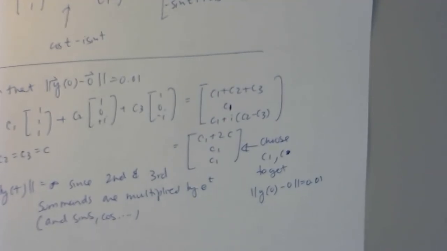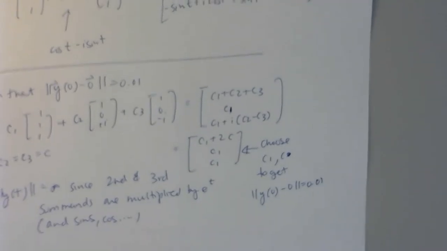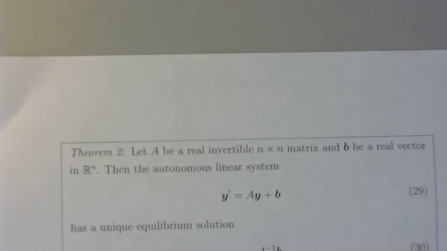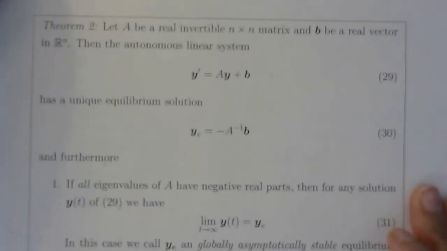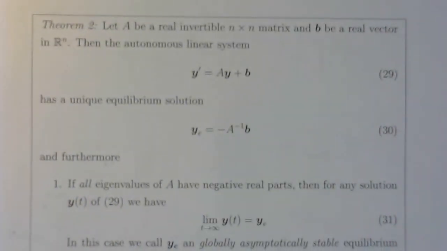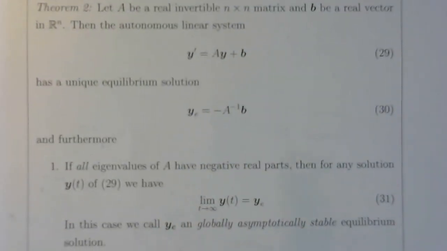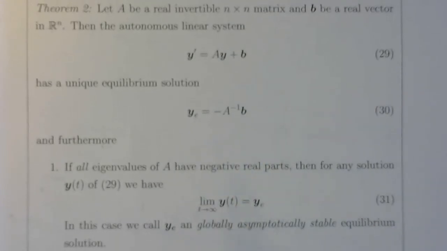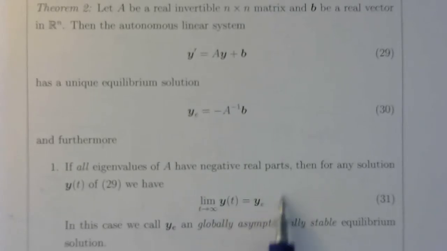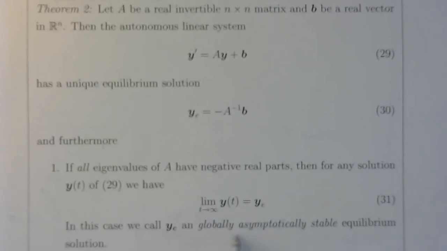Okay. So that example is supposed to lead us to the next theorem, which is on page 11 here, which says if I have this linear non-homogeneous system here with A being invertible, then I have a unique equilibrium here. And if all the eigenvalues of A have negative real parts, then for any solution, we're going to go to the equilibrium as t goes to infinity, and we'll call the equilibrium globally asymptotically stable.